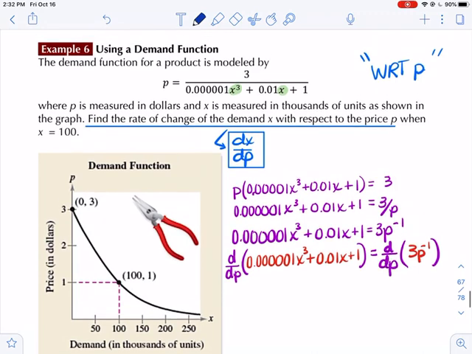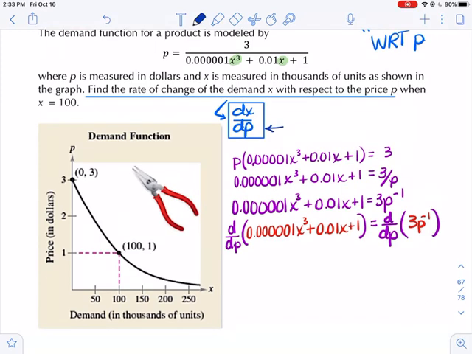Moving on, using a demand function for a product. The demand function for a product is modeled by p equals 3 over that polynomial, and you can see I have a cubic and a linear term in the bottom. Here p is measured in dollars, and x is measured in thousands of units, as shown in the graph. Find the rate of change of the demand x with respect to the price p. So what we're looking for is dx/dp, with respect to p in the denominator of this rate.